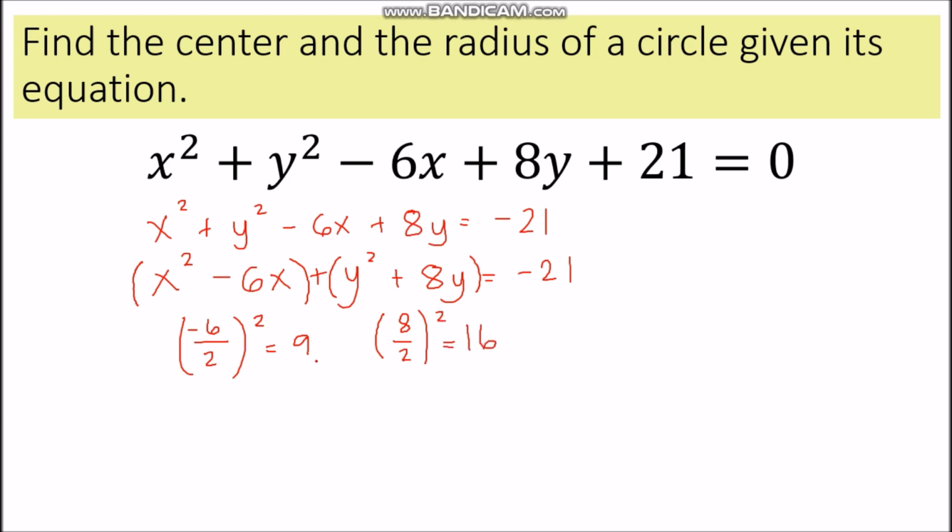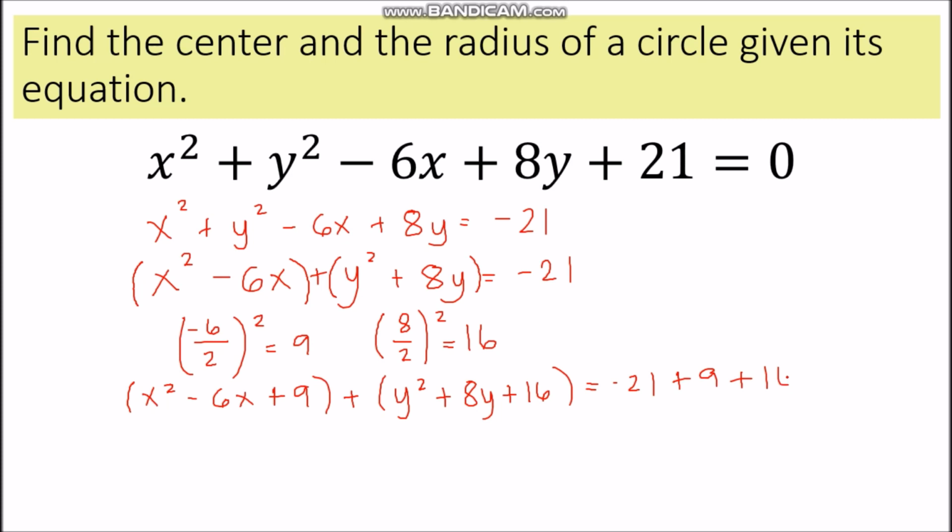Now what are we going to do with these numbers? We have to add them to both sides of the equation. So we have x squared minus 6x plus 9, and on the other group, y squared plus 8y plus 16, equals negative 21. Since we added 9 and 16 on one side of the equation, we also have to do it on the other side. So we have plus 9 and then plus 16.